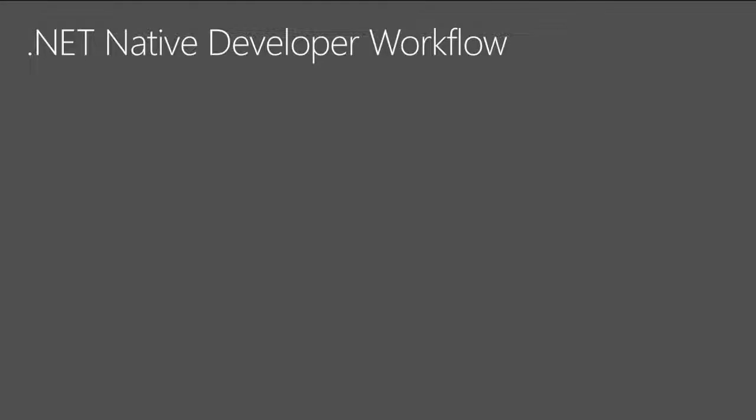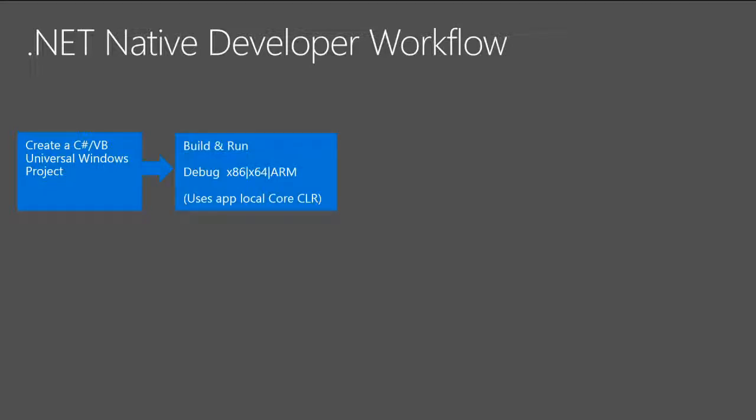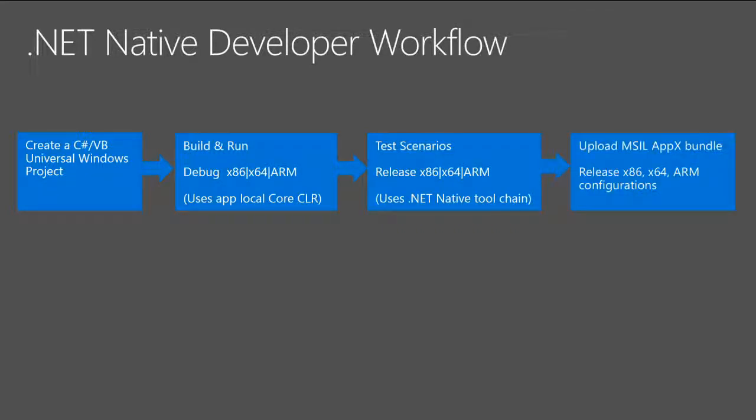So how does your .NET Native developer workflow look now? You would create a C# or VB universal project. You would always build, run and debug. That means x86, x64, ARM. You can always do that locally and debug without having the .NET Native toolchain. But when you're testing, you should test on release. And when you build release, it'll automatically invoke the .NET Native toolchain and build that for you. And if you want to deploy, you would basically build release x64, x86, and ARM packages.